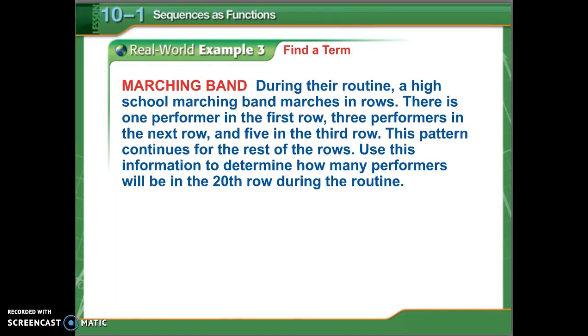Example 3 now, we're looking at a real-world problem on the marching band. It says, during their routine, a high school marching band marches in rows. There is 1 performer in the first row, 3 performers in the next row, and 5 in the third row. This pattern continues for the rest of the rows. Use this information to determine how many performers will be in the 20th row during the routine.